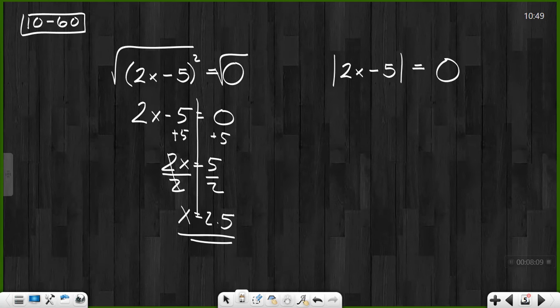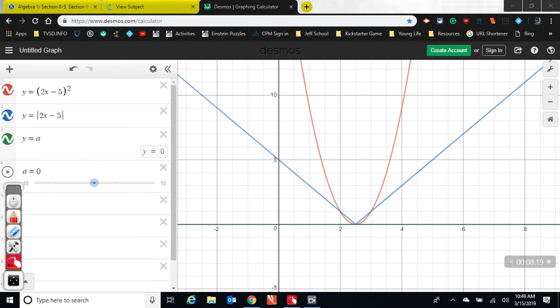That's what would make it true. Likewise over here, 2x minus 5 will only be true when 2x minus 5 is 0. And if I solve that, I get the same result of 2.5. That's what we see on our graph here. The value where these graphs hit 0 is when x is 2.5, and there's only one time they touch, and that's at the vertex for both.